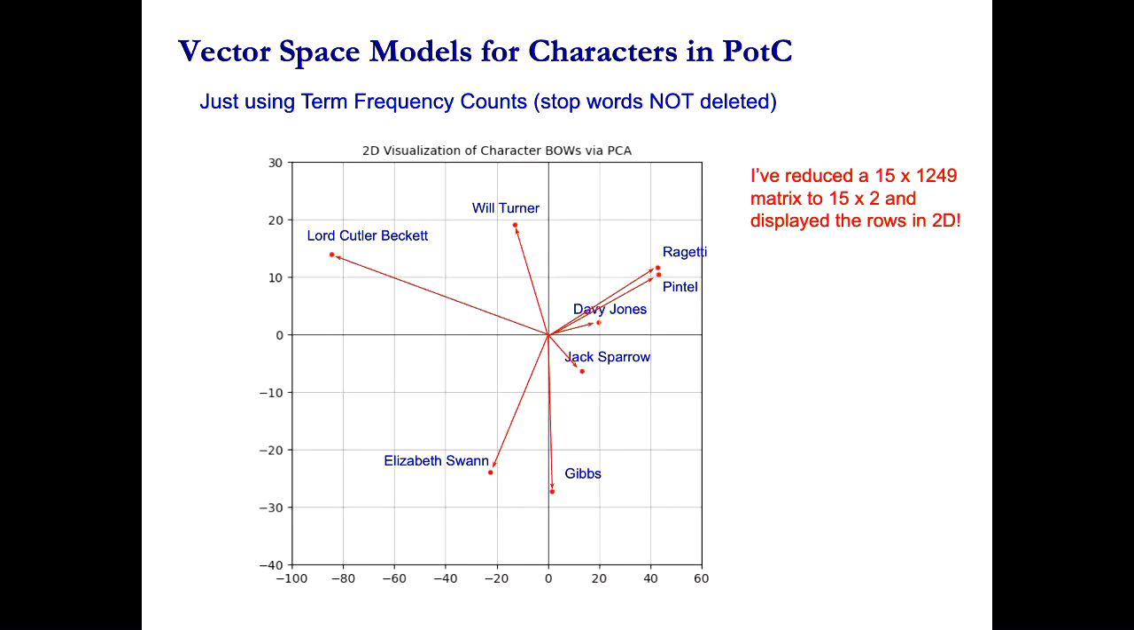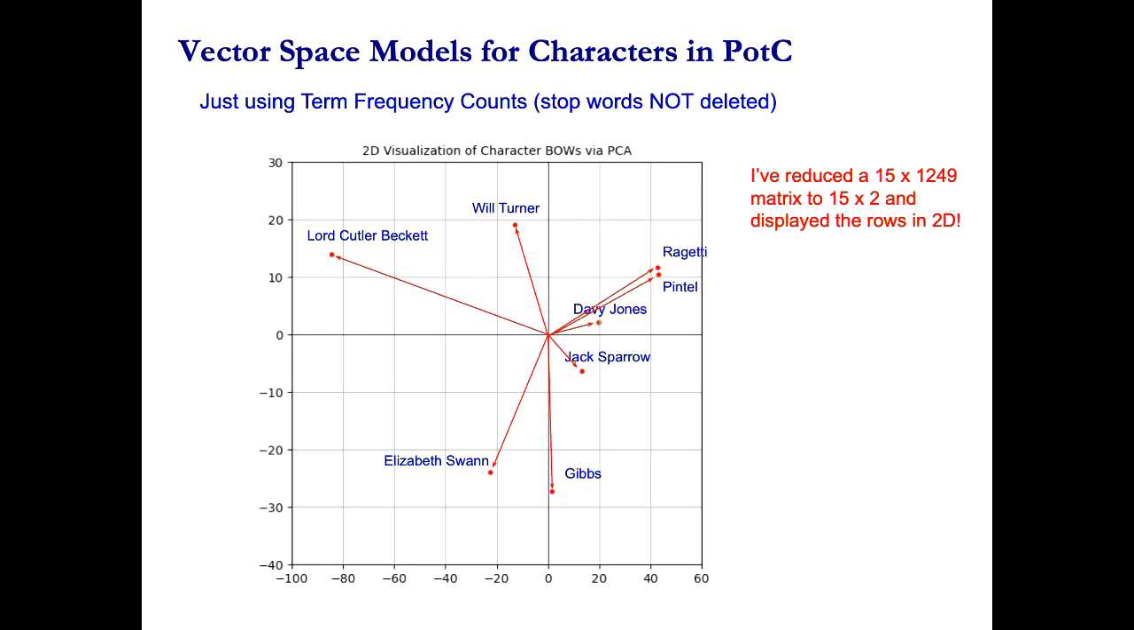But what we're looking for is a model that tells us in the vector space, Ragetti and Pintel as pirates are pretty close to each other. Lord Cutler Beckley is off by himself. Jack Sparrow, Davy Jones, Ragetti and Pintel, the pirates, are all kind of near each other. But I'm getting there, hold on. I'm just motivating what I'm about to do. It's interesting that Elizabeth Swann and Will are really pretty far apart, but all the pirates are near each other.